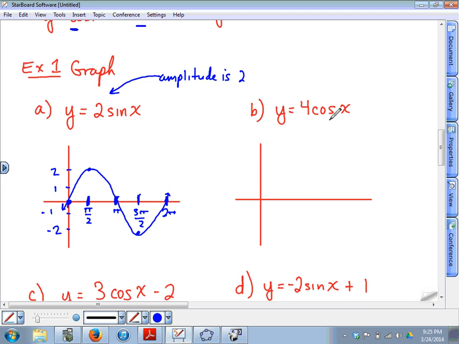For part B, cosine, the difference here is where the graph starts. It's not going to start at 0, 0. In the example of cosine, it starts at the highest point of its amplitude. So now we look to 4, the amplitude. On the y-axis, we'll be going as high as 4 and as low as -4. On the x-axis, again, since the period hasn't changed, we're going to go all the way out to 2 pi to complete one cycle.